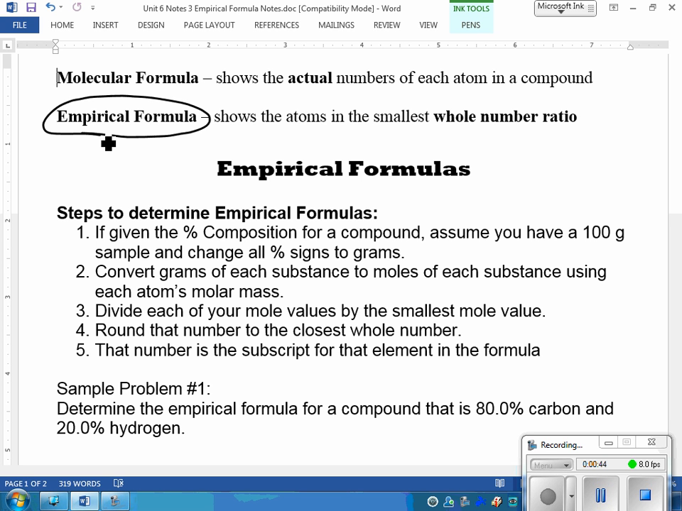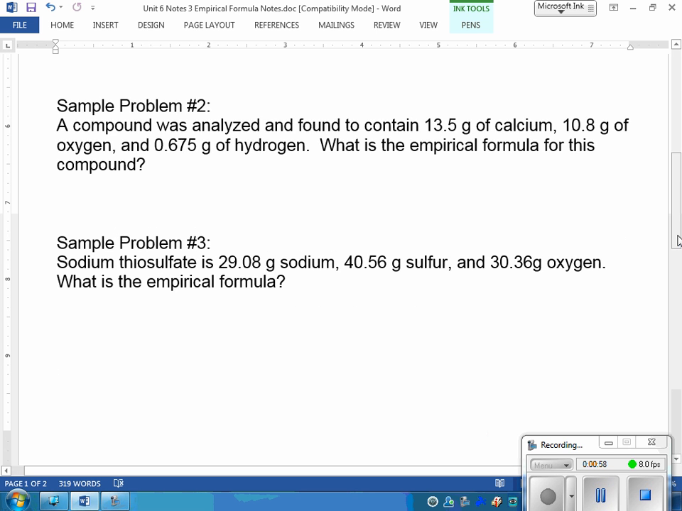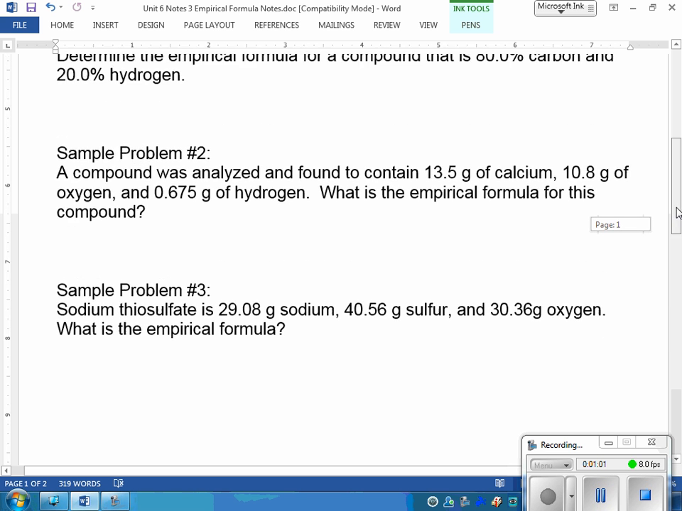You can see from this list of steps, these are the things that we're going to do. So number one, if given the percent composition for a compound, assume you have a 100 gram sample and change all the percent signs to grams. So that is what we're going to do in our first example.